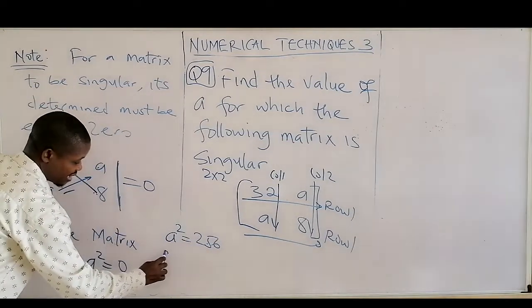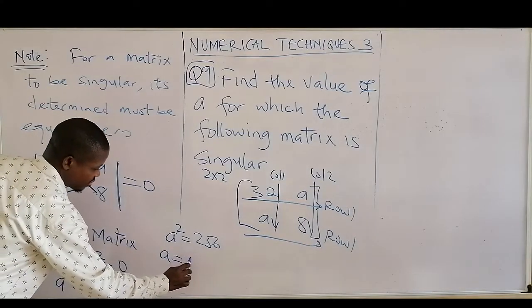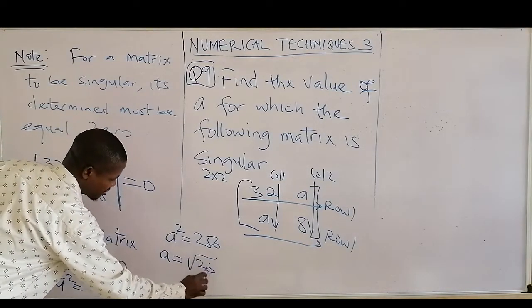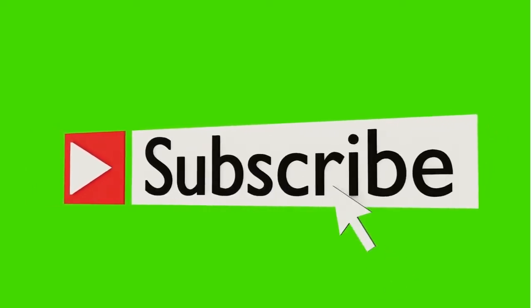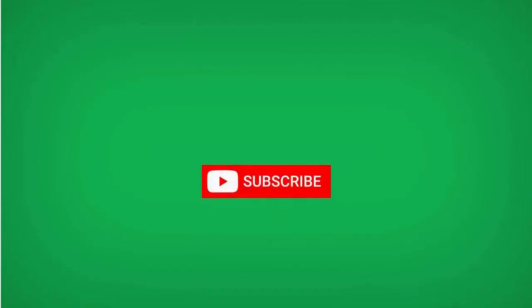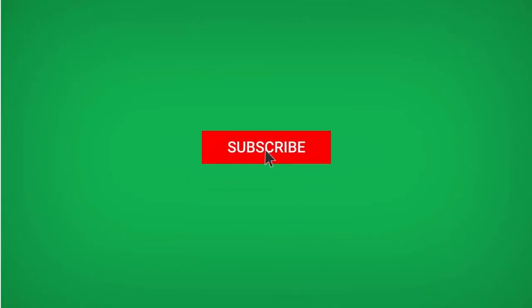Then take the square root of both sides. So A is equal to the square root of 256, and that is 16. So A is 16, and that's the value for that question.